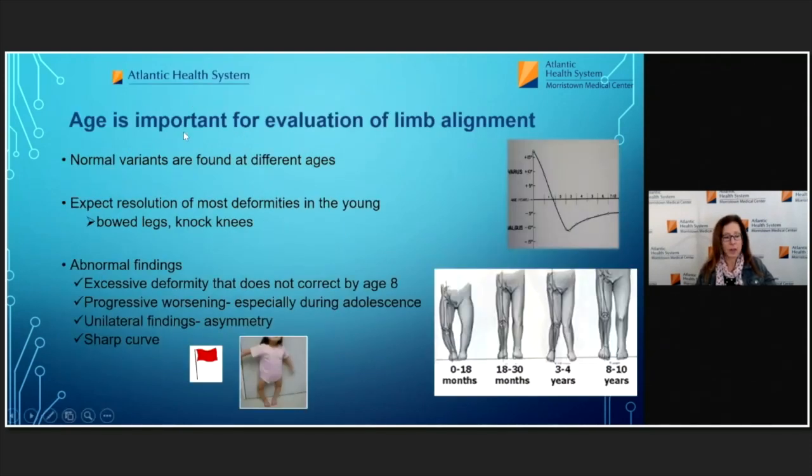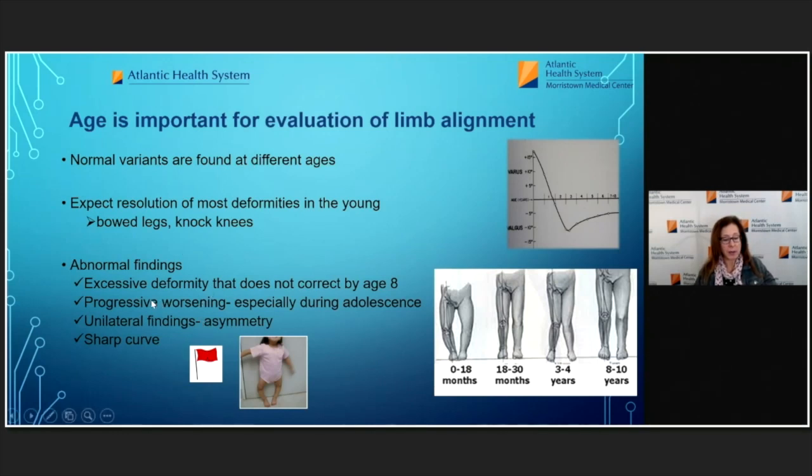Age is important for evaluation of limb alignment. Normal variants are found at different ages, and we expect resolution of most deformities in the young. Abnormal findings include excessive deformities that do not correct, usually by age 8. And patients are the most bowed they're going to be when they are first born. So from 0 to 18 months, that's the bowed stage. Once patients get to 18 months, up to age 3, they're in the knock-knee phase, and by the time they're age 8, all these deformities should be resolved or mostly resolved so that they're not an issue.